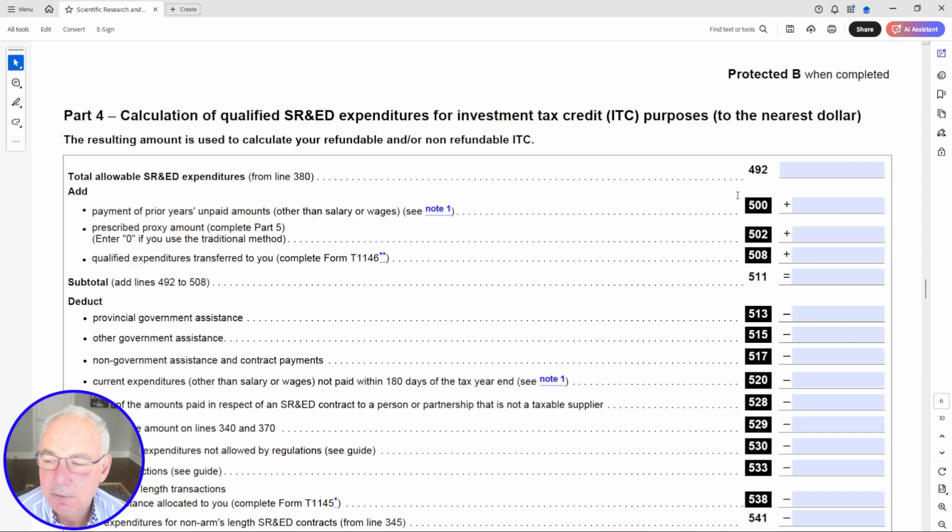Part 4 of the SRED claim continues to go through all the financial calculations, and you'll see it's quite similar to what we did before, but there is some additional information that we need to enter. So the allowable SRED expenditures from line 380, that's the $130,000 that we had. Payment of prior year's unpaid amounts, we're going to have this at zero. The prescribed proxy amount: complete part 5, enter zero if you use the traditional method. So now we're going to go and complete part 5 so we can have this information populated.